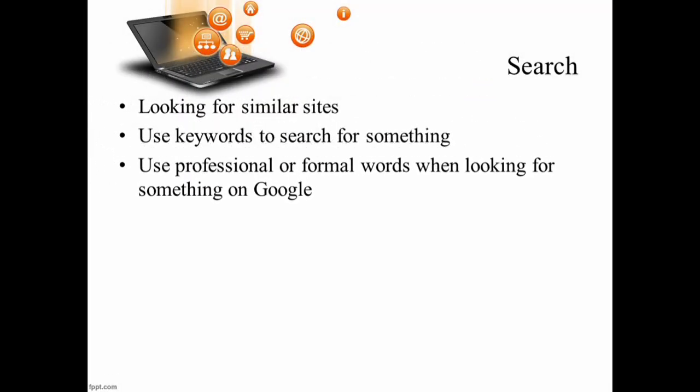And for the next is use professional or formal words when looking for something on Google. We must use professional or formal words because usually Google only provides professional or formal results. For example, if you have a headache, then the keyword you should look for in Google is not my head is hurt, but headache reliever. For example, you can see in the following.